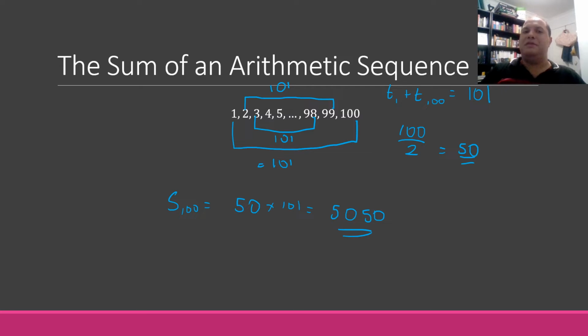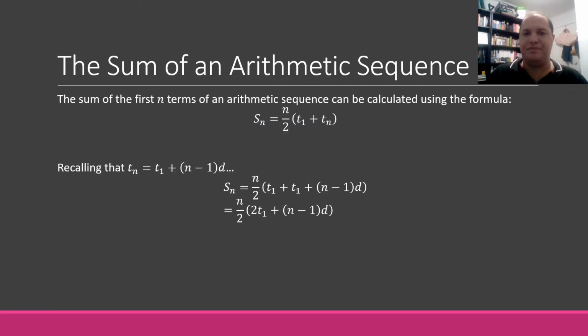And this is the basis of our formula for the sum of an arithmetic sequence. We can add our first term and last term to get 101, and then times that by the number of pairs, which is just how many numbers are we considering, divided by 2. And this is what this formula tells us.